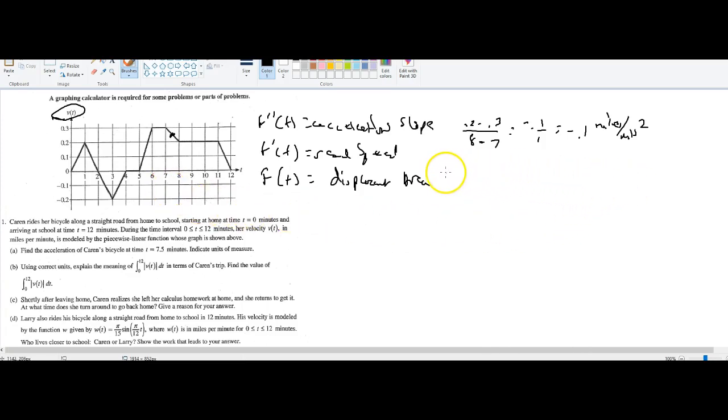So the integral of the absolute value of v of t is going to be equal to the area underneath the curve.